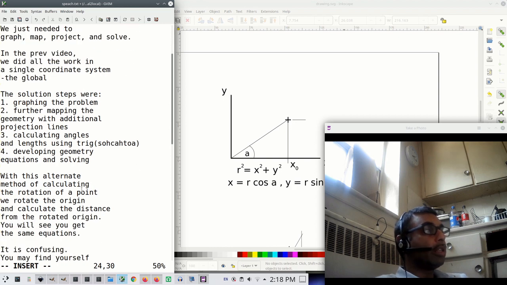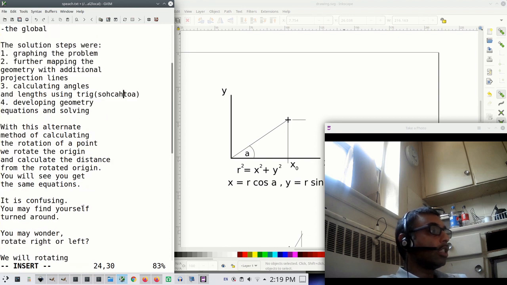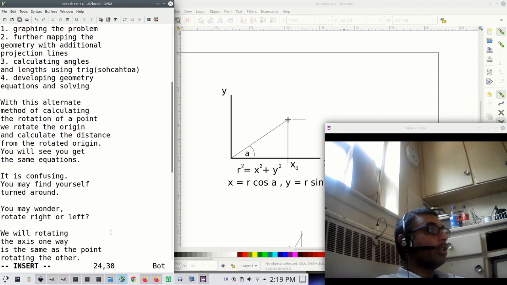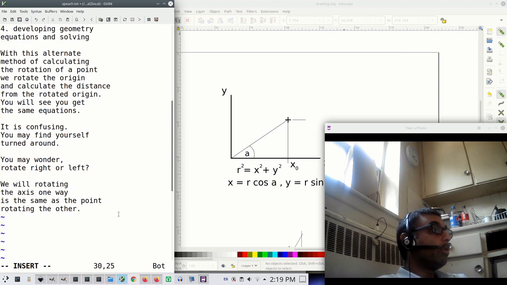With this alternate method of calculating the rotation of a point, we rotate the origin and calculate the distance from the rotated origin. You will see you get the same equations. It is confusing. You may find yourself turned around. You may wonder, rotate right or left? We will be rotating the axis one way, and that will rotate the point in the other direction.